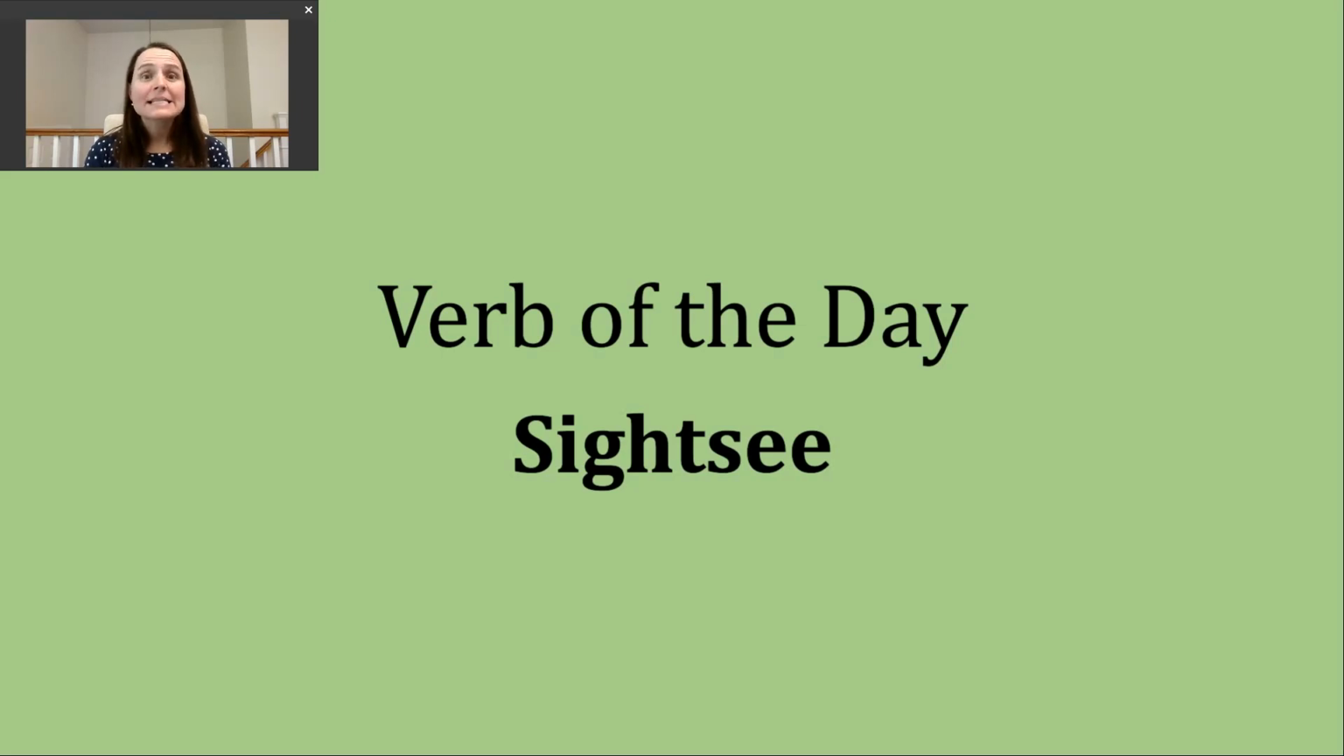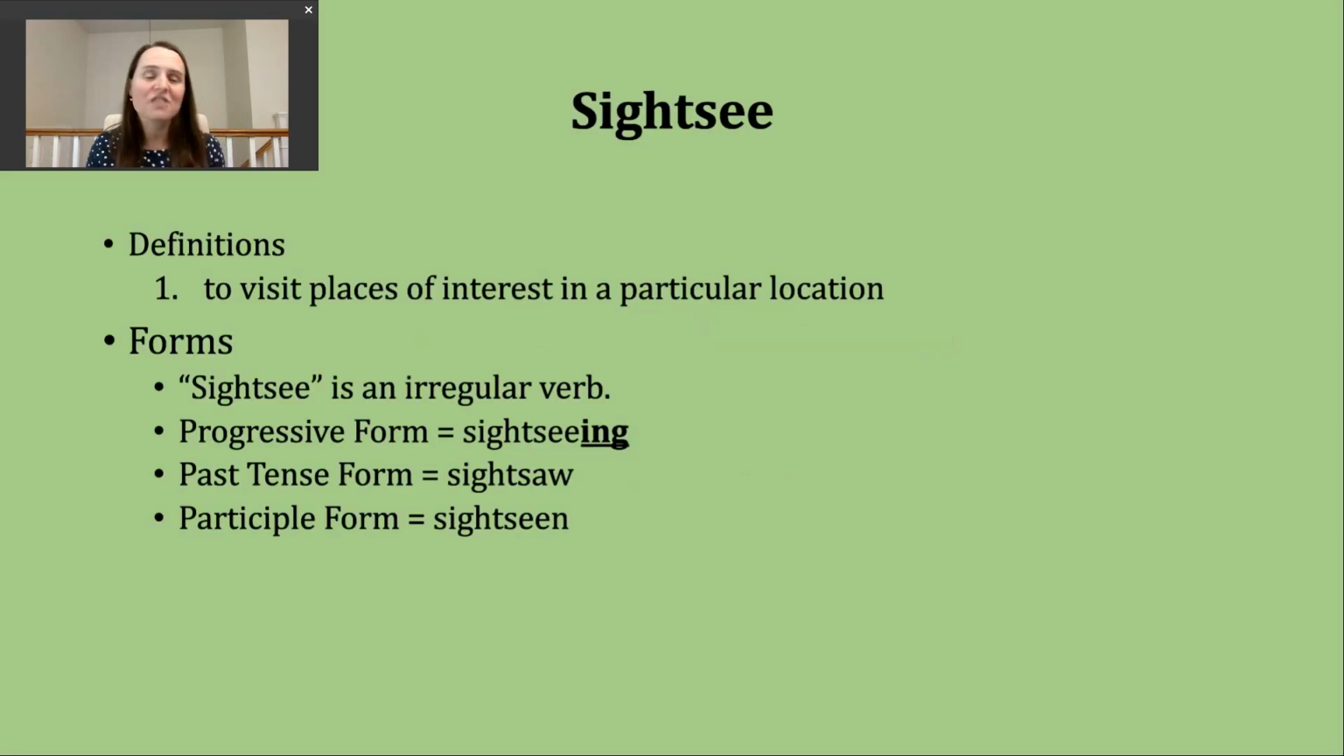Today's verb is sightsee. Now, all this week, I've been discussing some verbs I thought about as I was on vacation last week, and this is yet another one that came to mind. So, we use the verb sightsee to mean that we're visiting places of interest in a particular location, right? Really just to see them.